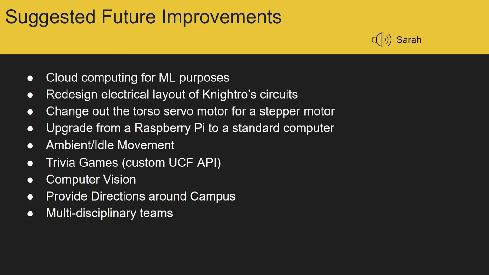As we worked through this project, we came up with some future improvements. We won't discuss them all, but we would like to upgrade from a Raspberry Pi to something more powerful. We also discussed maybe having some computer vision in the future to have Knightro follow an active speaker. But lastly, and most importantly, for Knightro to be fully alive and fulfill his potential, we suggested that this would be a multidisciplinary project in the future, with both MAE and computer science teams working together.